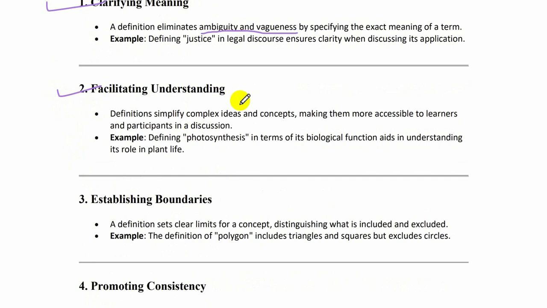Better understanding. Definition simplifies complex ideas and concepts, making them more accessible to learners and participants in a discussion. Definition is not just about a single word, but it could be a definition of a more complex idea and concept also. Defining photosynthesis, for example, as a biological function which aids the plant in producing food, we know what we are talking about when we are entering a discussion.